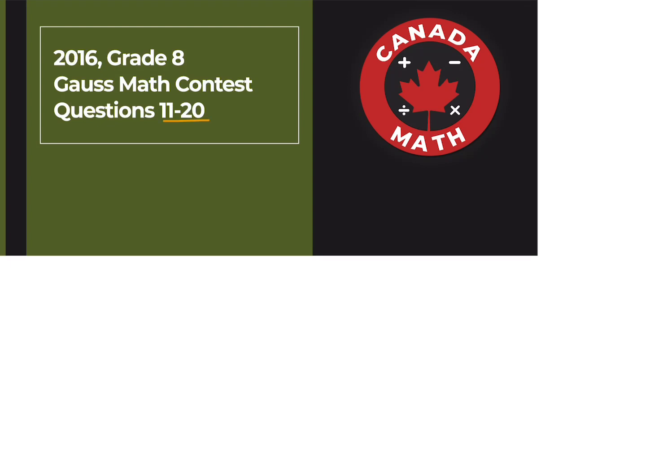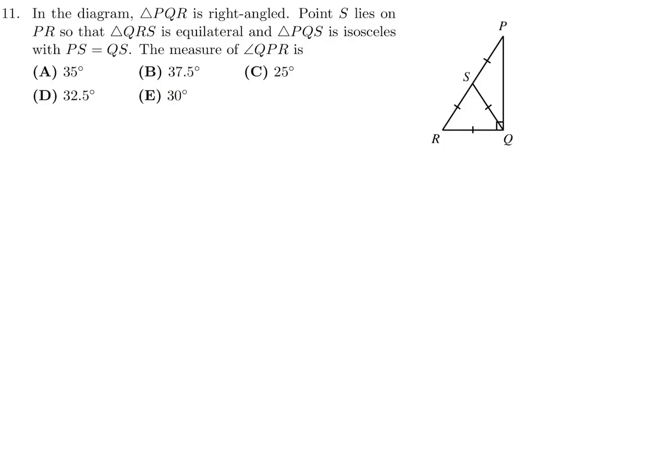Questions 11 through 20 on the 2016 Grade 8 Gauss Math Contest. In the diagram, triangle PQR is right-angled. Point S lies on PR so that QRS is equilateral, and PQS is isosceles, with PS equal to QS. The measure of angle QPR is.